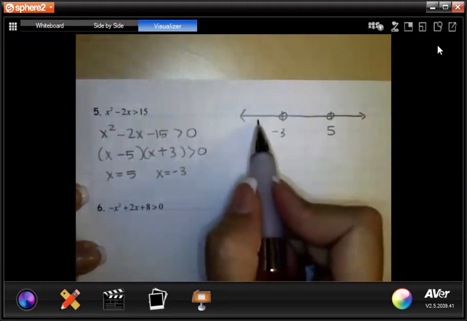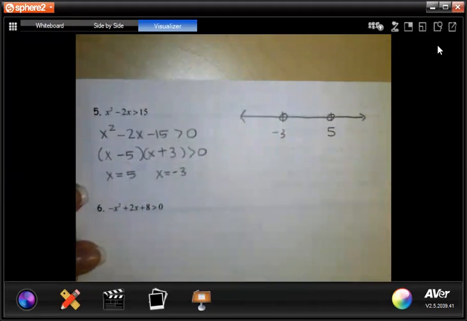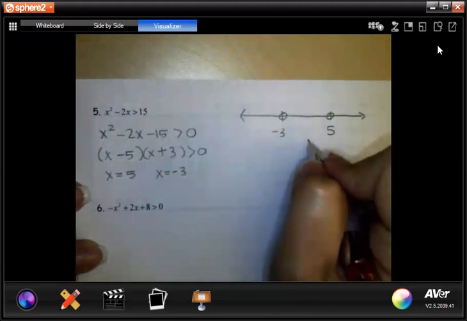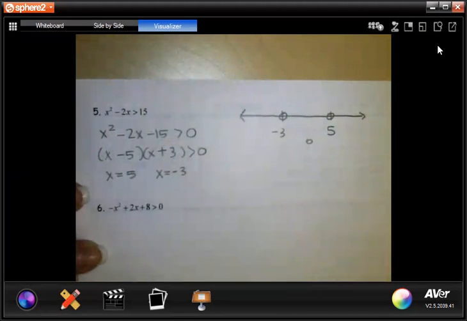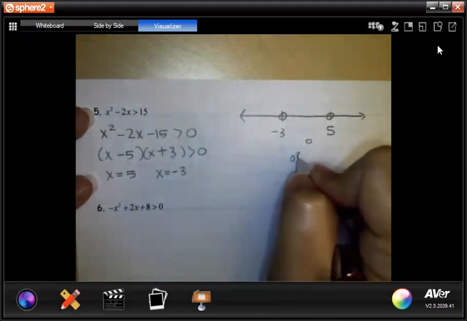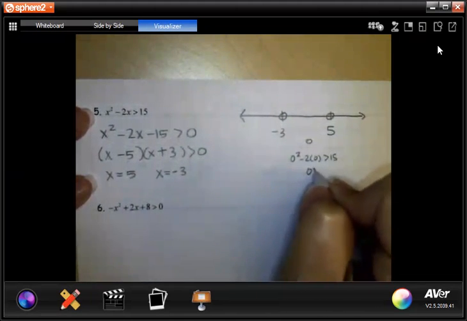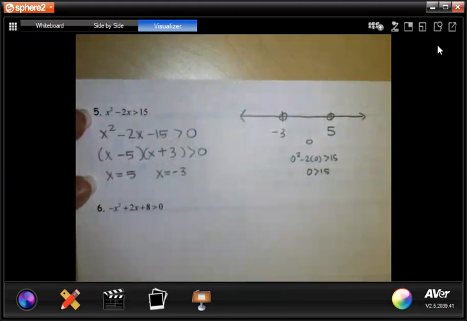Now we need to determine where our solutions are in these different areas. Just like we did on the other side, we would want to test a point in each one of those sections. I still think 0 is the easiest, so I'm going to test 0 right here. I plug in 0 and I get 0 squared minus 2 times 0 is greater than 15. That's 0 is greater than 15. That is not a true statement, so my solutions are not found in the middle.